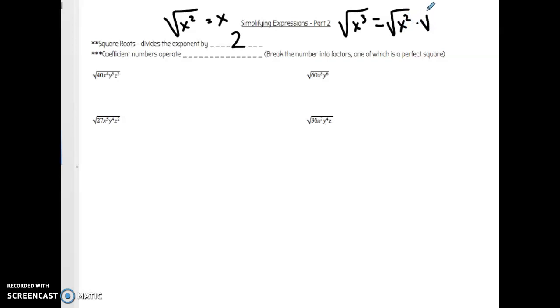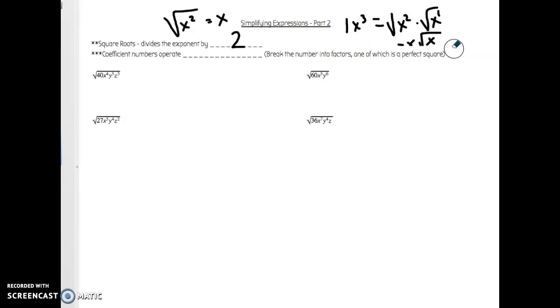Okay, x squared times x to the 1st is x cubed, right? Our exponent laws, when I multiply, I'm actually adding the exponents. So now I can say, well, the square root of x squared is x, and I can't divide the 1 by 2, so the square root of x cubed is equal to x times the square root of x.